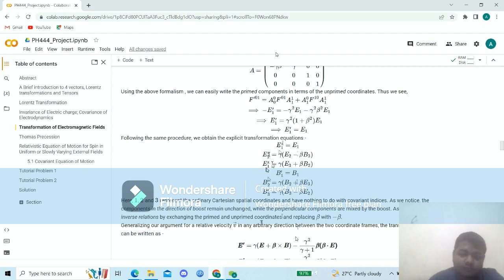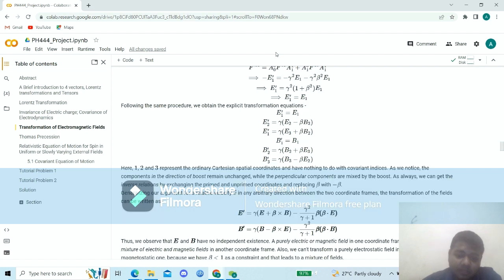So if we try to generalize our argument for relative velocity v in any arbitrary direction between the two coordinate frames, then the transformation of the fields can be written as E prime equal to gamma into E plus beta cross B, minus gamma squared by gamma plus 1 times beta times the dot product between beta and E. Now this is a relation which is quite intuitive. We have come across the factor gamma squared by gamma plus 1 even while representing x prime in terms of x or even v prime in terms of v.